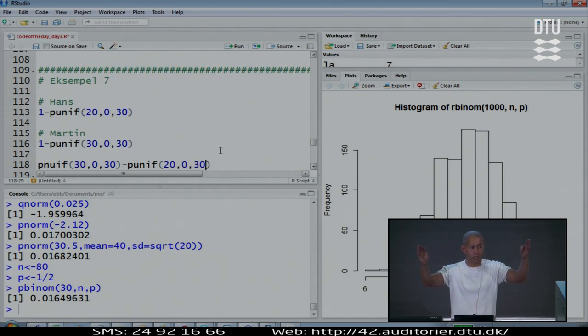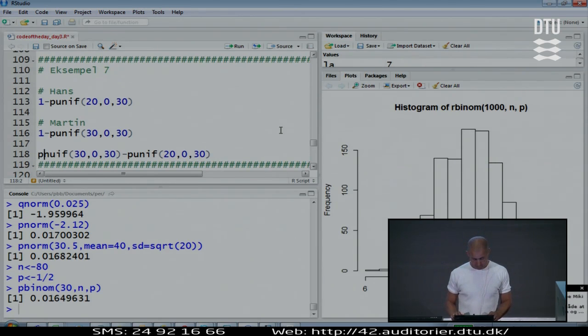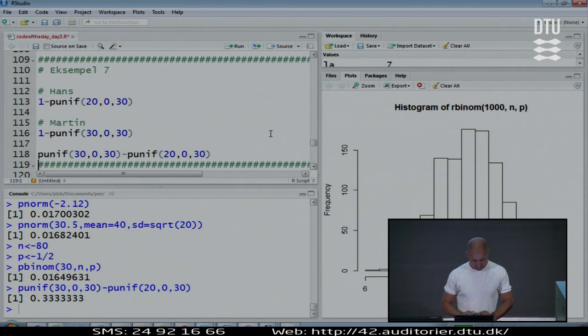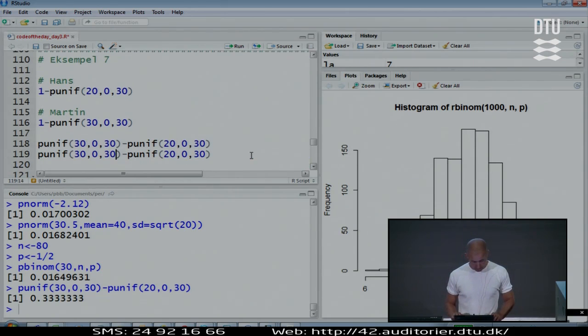If I have a 30-minute slot where you all come uniformly, what is the chance that you come during the last 10 minutes? That's 1/3.